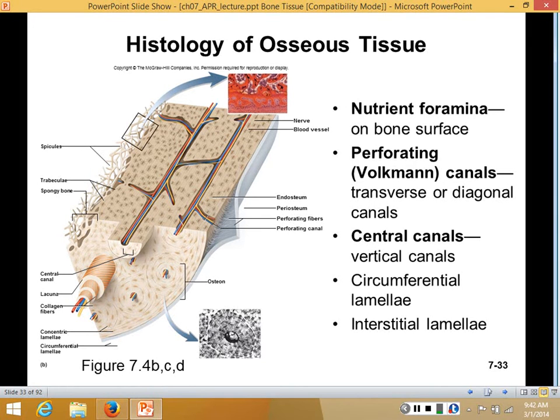Okay? In your textbook, read Compact Bone. You can just read it in your spare time.